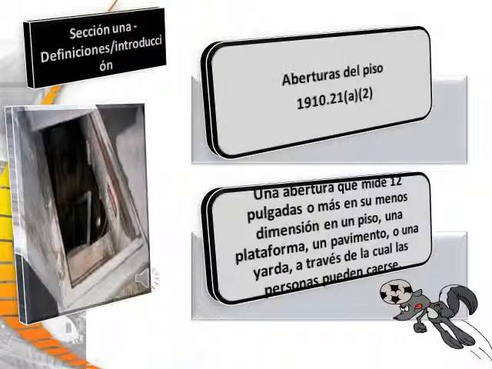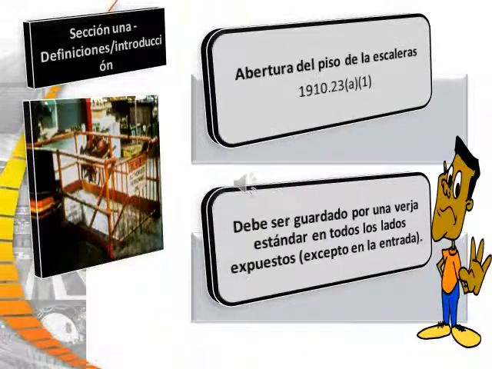Floor openings. Floor openings are defined as measuring 12 inches or more in their least dimension in a floor, platform, pavement, or yard through which persons may fall. That is found in .21(a), paragraph 2. Floor openings must be guarded by a standard railing on all exposed sides except at the entrance. That's covered under .23(a)(1).